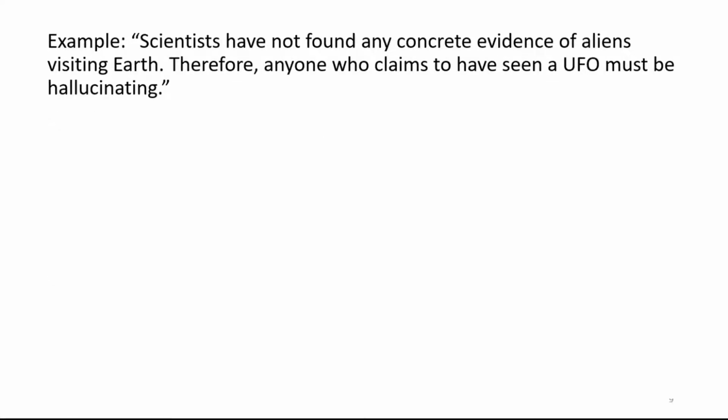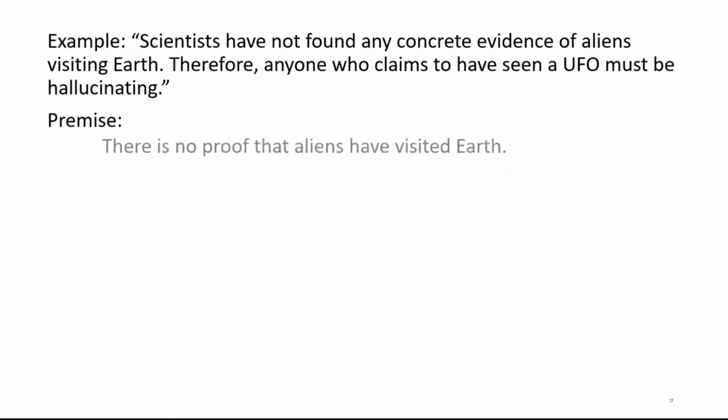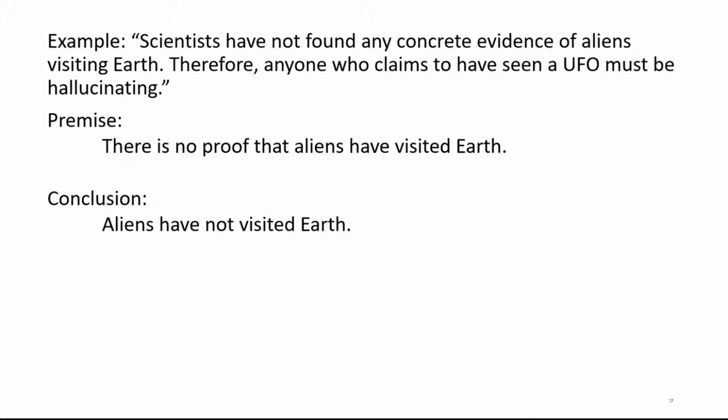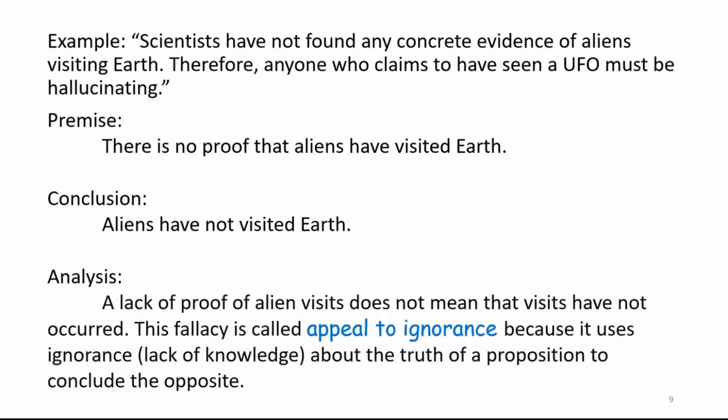Example. Scientists have not found any concrete evidence of aliens visiting Earth. Therefore, anyone who claims to have seen a UFO must be hallucinating. So let's go to the premise. That is, what are we basing our conclusion on? The premise is there is no proof that aliens have visited Earth. Now, what are we concluding? Well, the conclusion is, therefore, aliens have not visited Earth. Now, let's analyze this argument. A lack of proof of alien visits does not mean that the visits have not occurred.